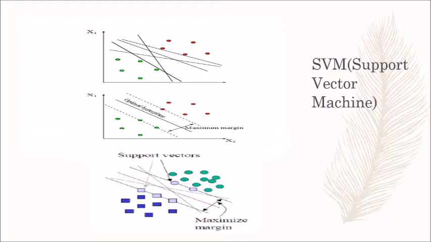SVM is a supervised learning method. It defines separating hyperplanes between labeled datasets. These hyperplanes can be used to categorize new datasets for which we don't know the class label.